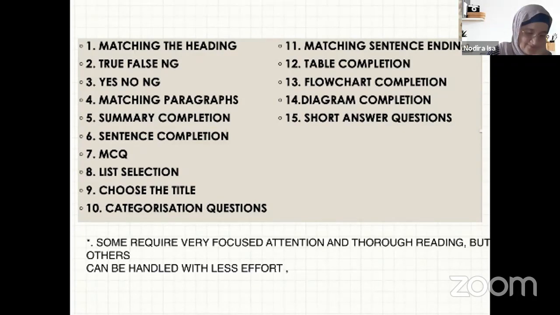So here is a little note that I left you at the bottom. These are the 15 types of questions, but for reference, I just wanted to say beforehand, some of these questions require very focused attention. So you have to do this deep reading, thoroughly analyze the information in the passage before you jump to any conclusions. While others can be handled with less effort. You just copy and paste the information that you found in the passage by taking specific vocabulary from the question. So you use those so-called popular scanning and skimming skills.